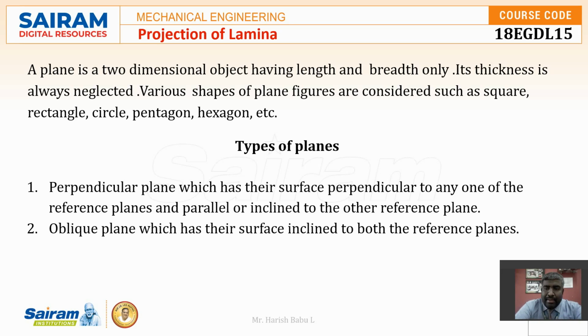So what are the different types of planes we're going to deal with? There are two types based on the position of the planes. If a plane has a surface perpendicular to any of the reference planes and parallel to another reference plane, then we call that a perpendicular plane. If the plane has its surfaces inclined to both the reference planes, then we're going to call that an oblique plane.